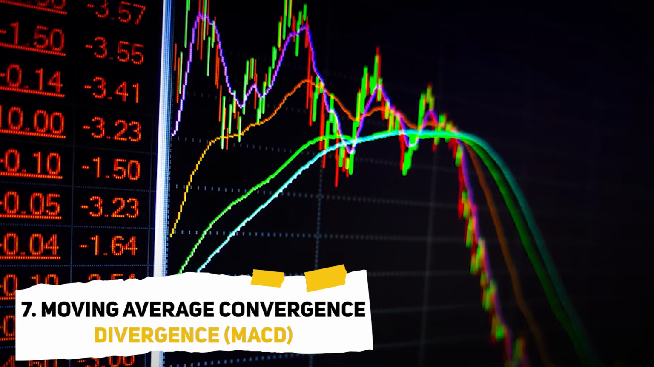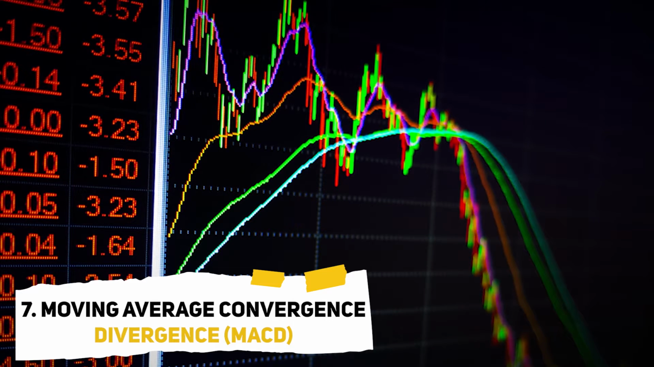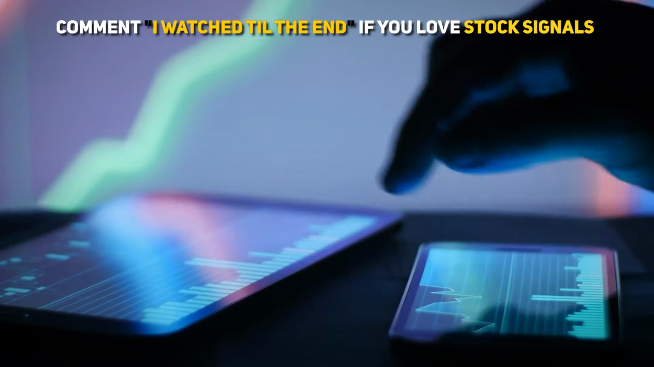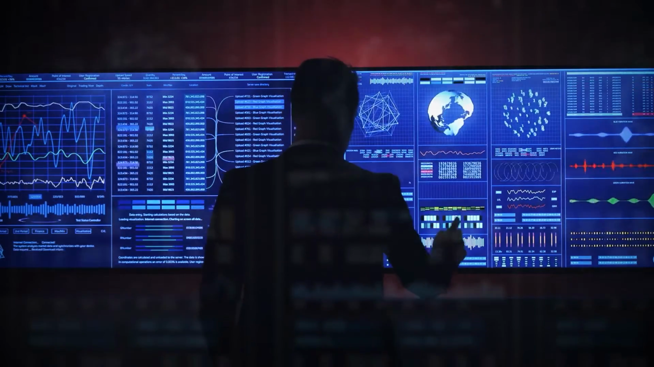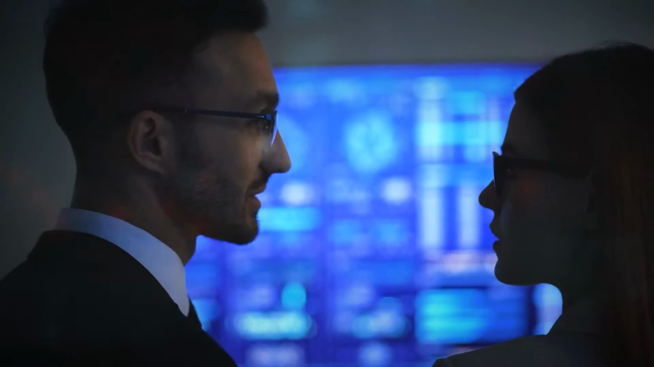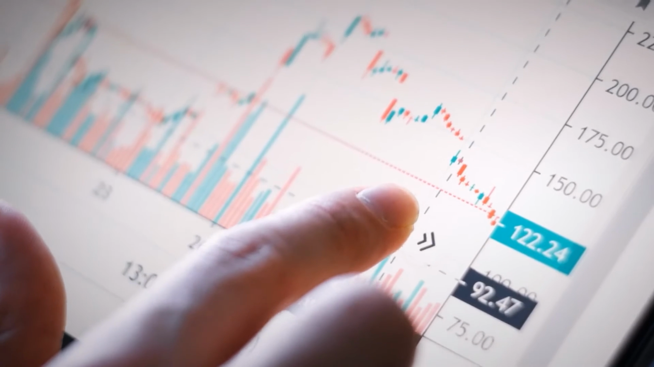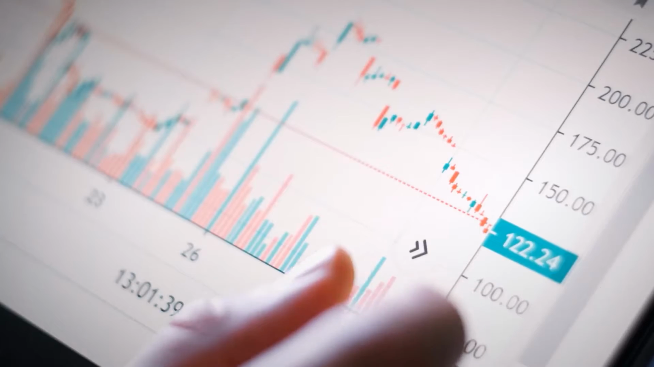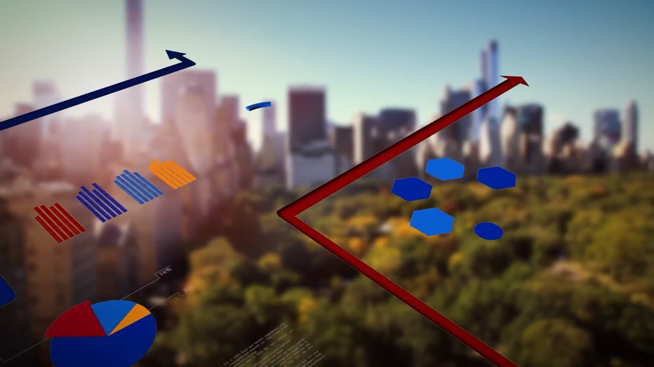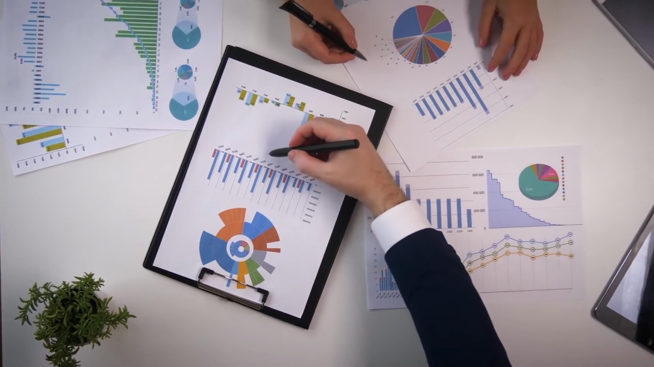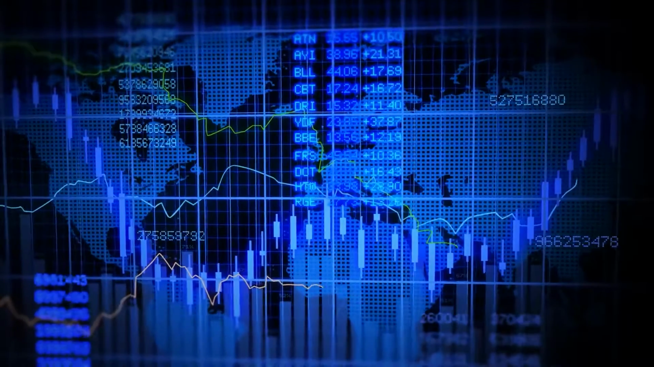Moving average convergence divergence, MACD. The moving average convergence divergence, or MACD for short, is an indicator that helps you detect the change in momentum by comparing two moving averages. This indicator can help you identify buying and selling opportunities around support and resistance levels. Convergence means that two moving averages are coming closer to each other, which means that the momentum is going down. On the other hand, divergence means that they're moving away from each other, meaning that the momentum is going up.